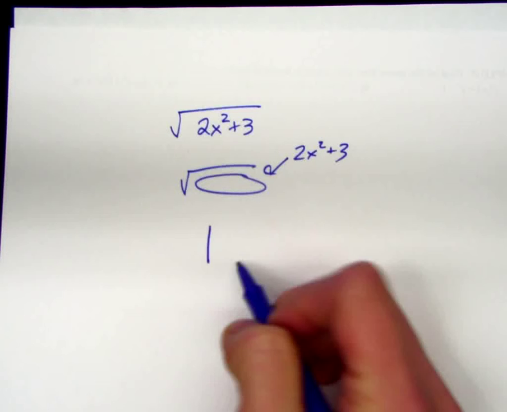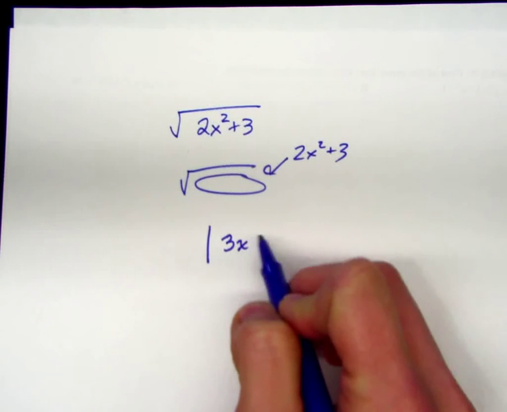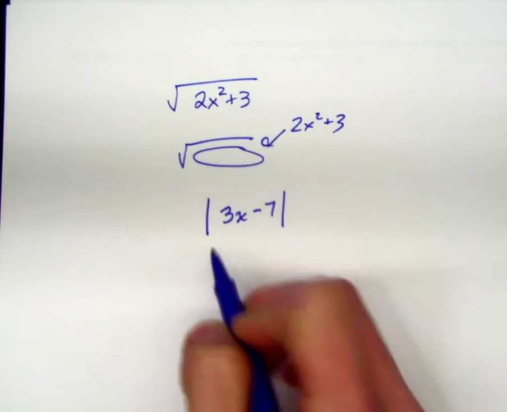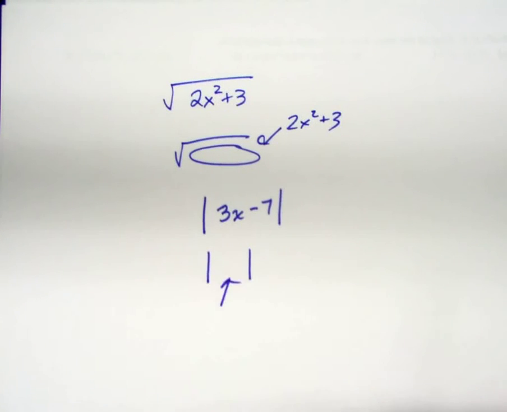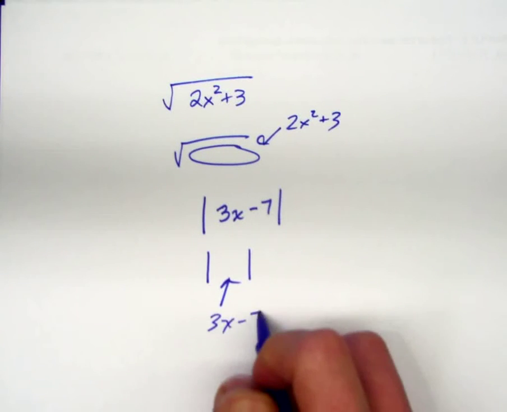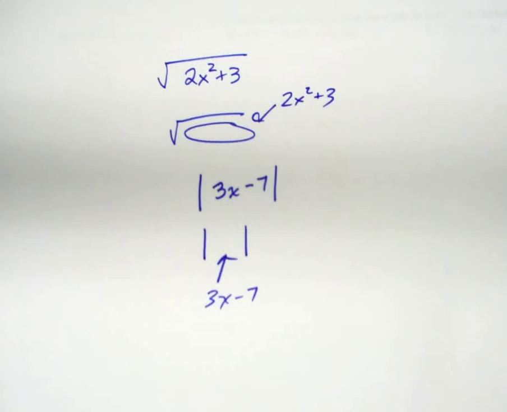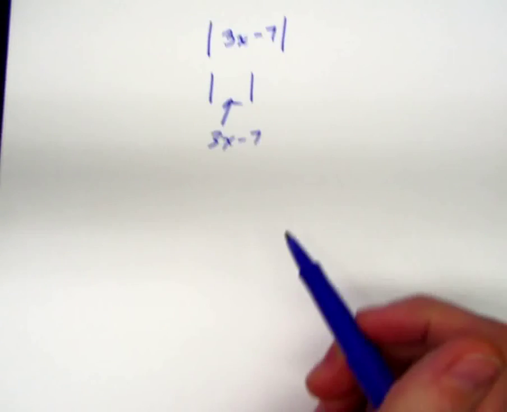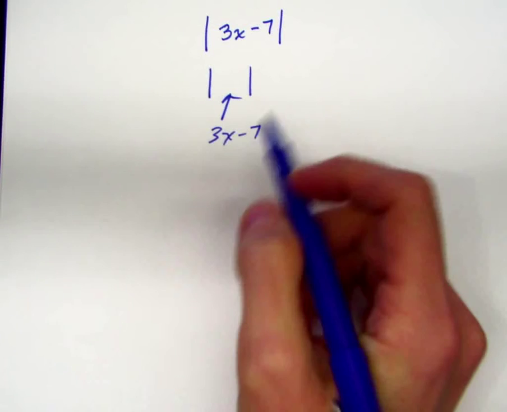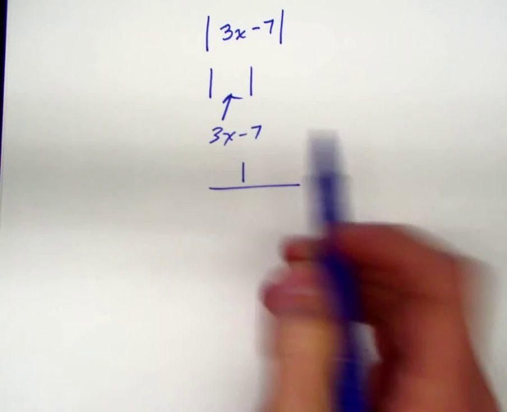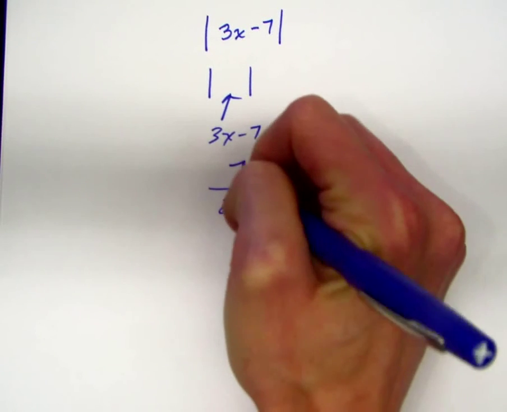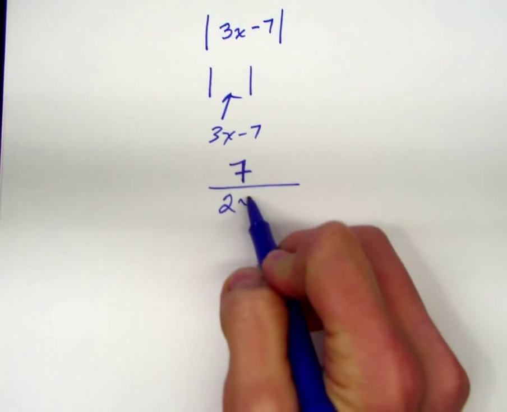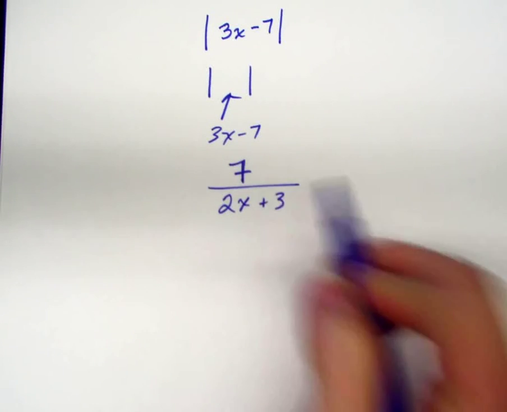If I had the absolute value of 3x minus 7, and I said, all right, I'm going to have the absolute value of a function, what function has to go in here to make it look exactly like this? 3x minus 7, okay? Make sense? Not so bad. So let's say I have 1 over 2. Actually, let's go 7 over 2x plus 3.